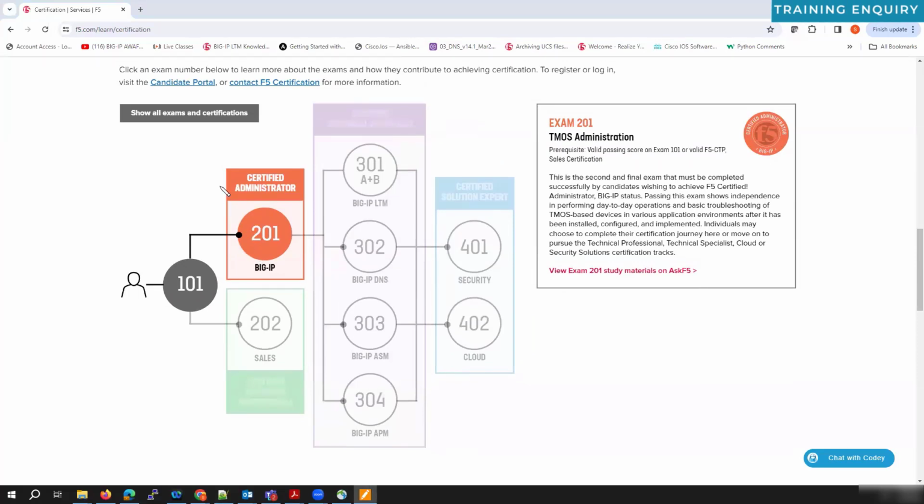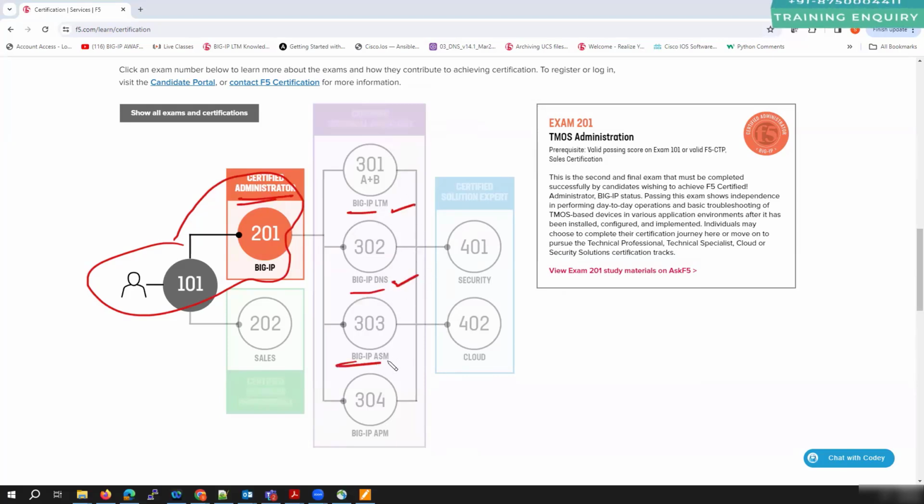Well, now we have got this Big IP, right? So 101, 201, these are the two exams. Once you are done with that, then only you become the certified administrator. Everything depends upon the Big IP. Thereafter you start working on the individual modules like LTM, the DNS, the ASM, now renamed as WAF, right? And then APM, which is Access Policy Manager. Under the Security 401 exam, you would even have the AFM, the firewall module.